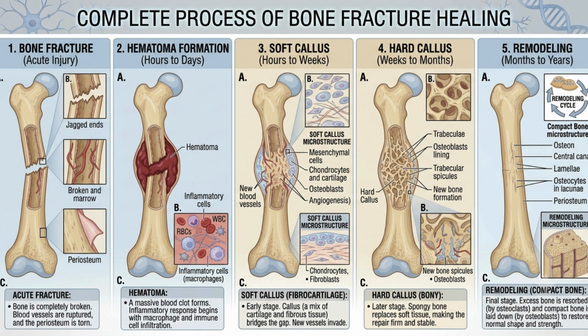Next comes callus formation. A soft callus develops and helps stabilize the fracture. This is followed by formation of a hard or bony callus. Finally, the bone enters the remodeling phase. During remodeling, excess bone is removed and the structure gradually becomes more organized according to the mechanical stresses placed on it. So remember the basic sequence: inflammation, soft callus, hard callus, and remodeling.